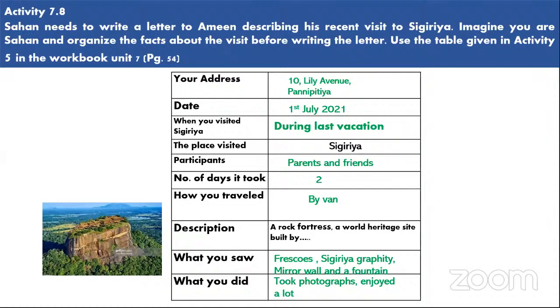Now, there's another activity in your writing book. Activity 7.9. Now you are going to write a letter to Amin using the information from the above table. Right? You have to use that information in your letter.